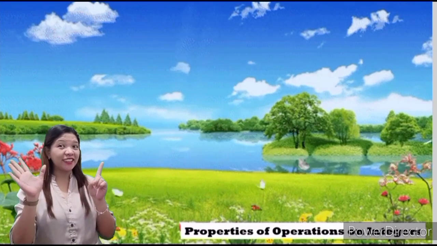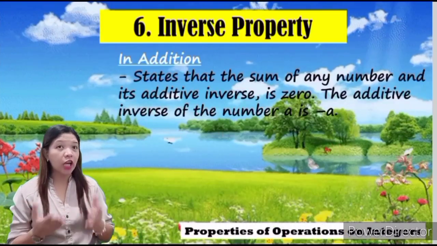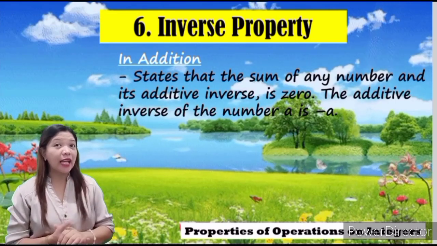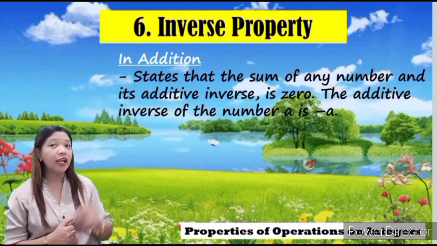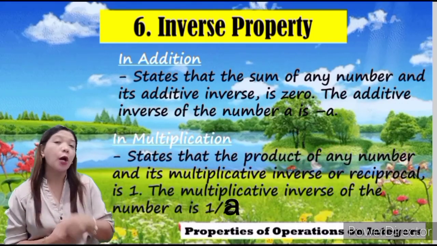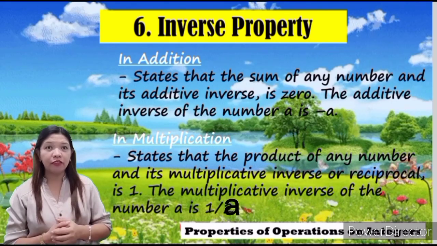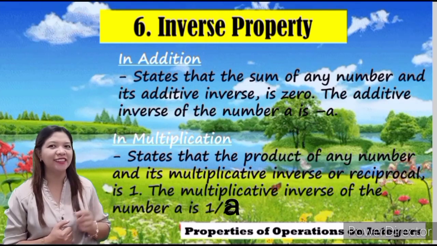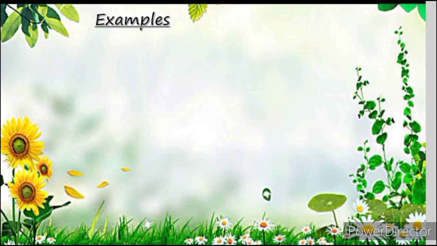Property number 6. Inverse property. In addition, it states that the sum of any number and its additive inverse is 0. The additive inverse of a number A is negative A. In multiplication, it states that the product of any number and its multiplicative inverse or reciprocal is 1. The multiplicative inverse of the number A is 1 over A. Let's have these examples.